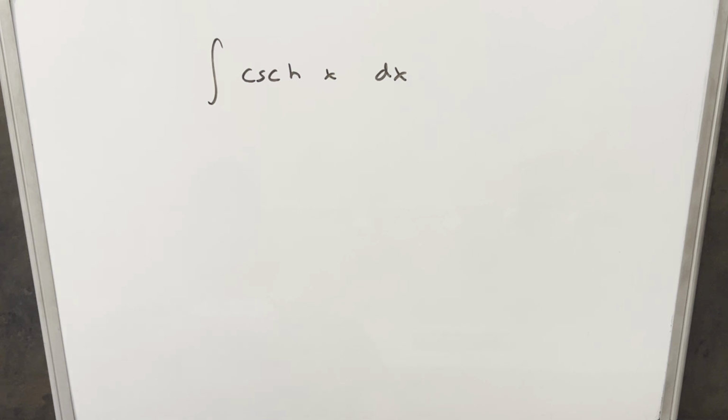Okay, so in the previous video, we did the same integral, the integral of hyperbolic cosecant of x dx, but I did it using a trick and a method that I don't really like to do. So in this video, we'll do the same integral using a more straightforward method that I prefer.